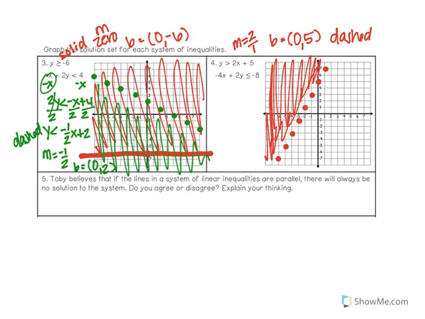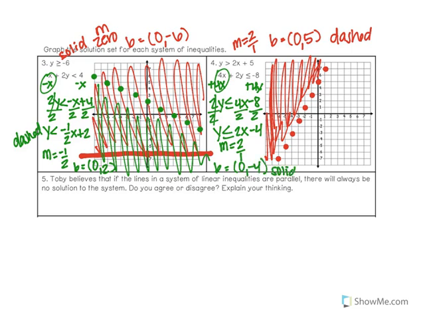Then I go through and I can see that I need to solve, so I'm going to add 4x to both sides, which now gives me 2y is less than or equal to 4x minus 8. Then I'm going to divide by 2, divide by 2, divide by 2. y is less than or equal to 2x minus 4. My m or my slope is 2/1. My b or my y-intercept is the point (0, -4), and this is a solid line.